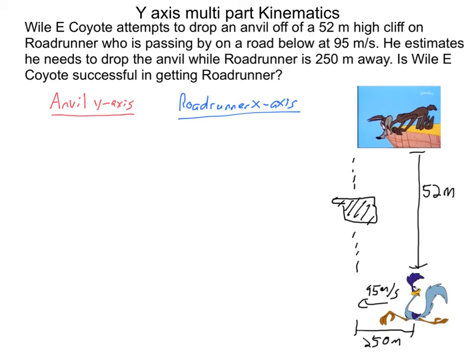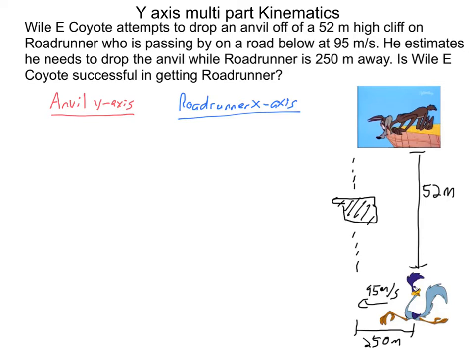All right, let's do a couple of multi-part y-axis kinematic problems. This one actually involves both the y and the x-axis. It's a traditional Looney Tunes issue. Wile E. Coyote is trying to drop an anvil to take out Roadrunner because, you know, crazy Wile E. Coyote, he always thinks he should eat Roadrunner.